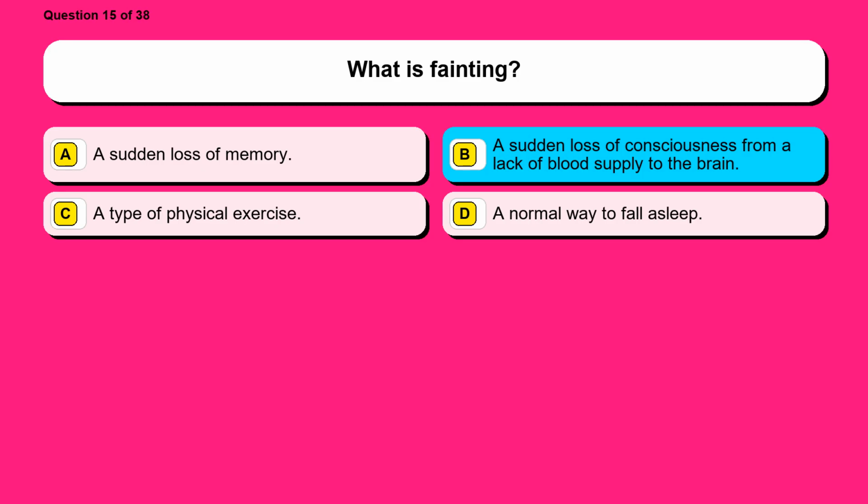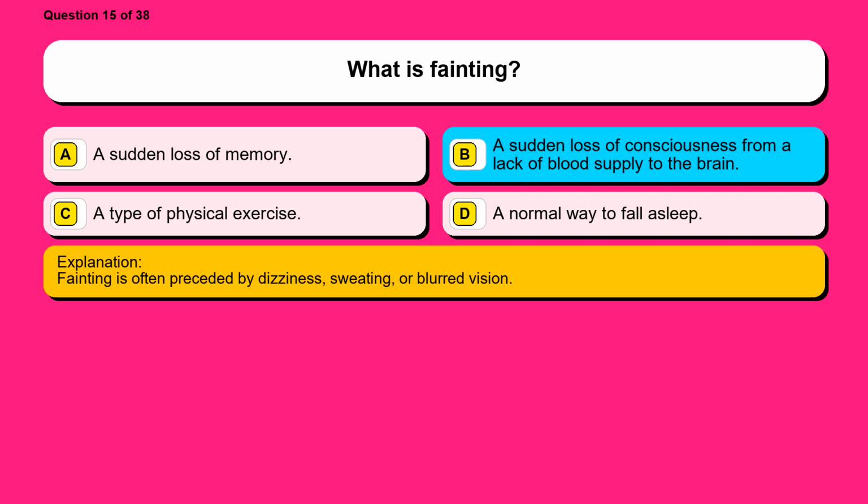The correct answer is option B. A sudden loss of consciousness from a lack of blood supply to the brain. Fainting is often preceded by dizziness, sweating, or blurred vision.